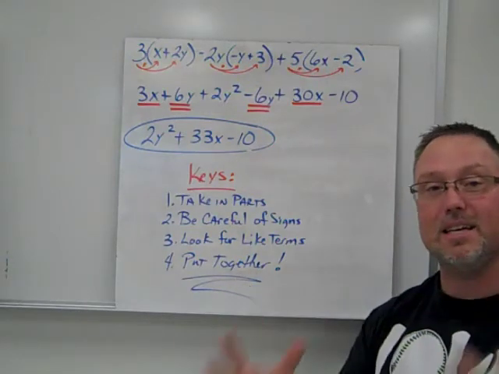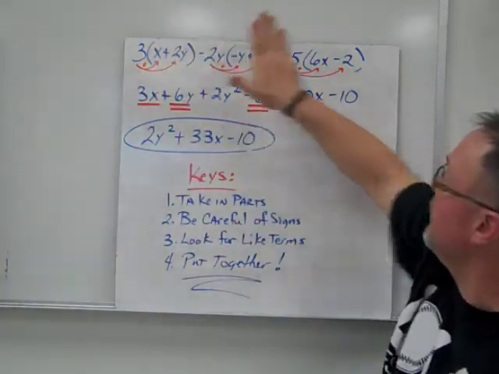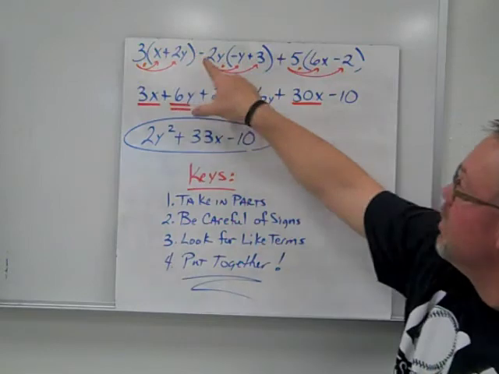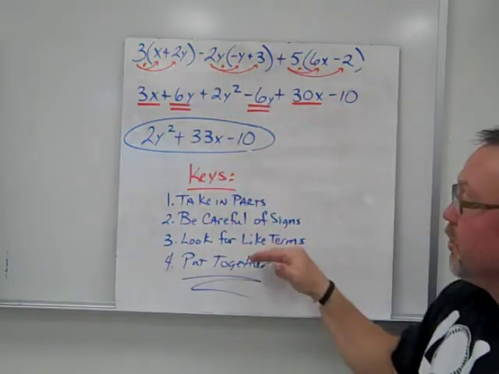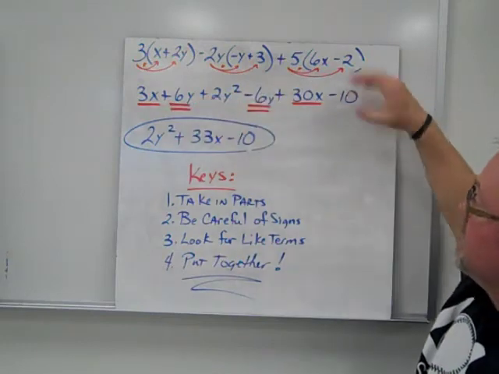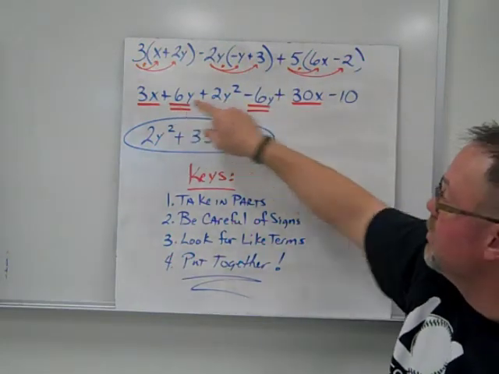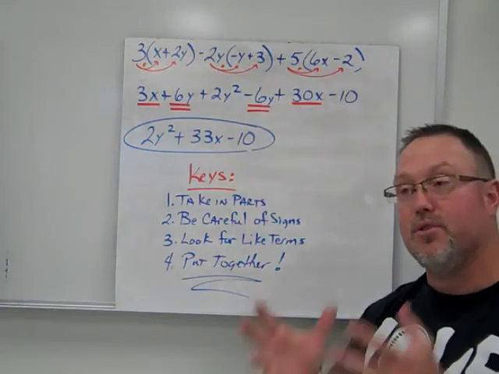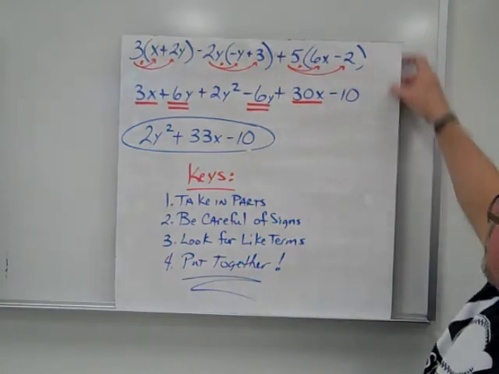So the big things you've got to take care of are: take it in parts. Do this in sections. Be careful of your signs, when you're multiplying and when you're combining. Third step, when you're done with your parentheses and you've simplified everything out, now look for like terms. As you put it together, it comes into your answer. If you keep this simple, this stuff does make sense and it works pretty quick.